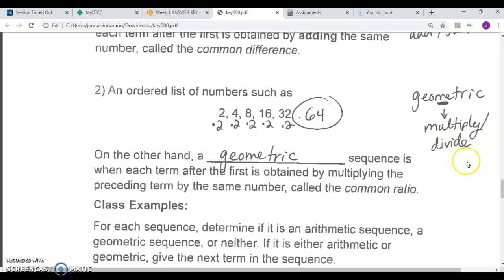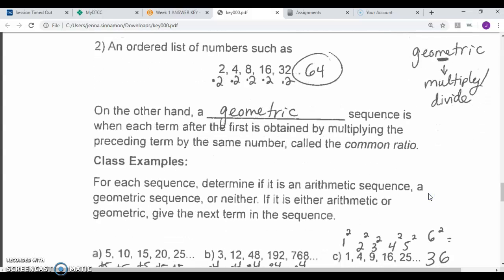And multiplying and dividing, they're inverse operations, just like adding and subtracting. So that would also fall in a geometric sequence. So if this was a test question, you would tell me it's a geometric sequence. You would show me that it multiplied by 2 each time. And then when you double 32, you get to 64, which is the next term in the sequence.